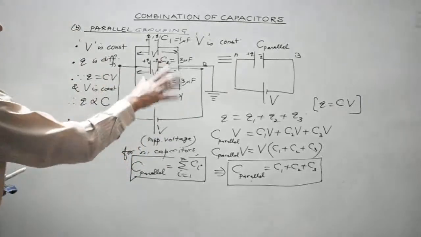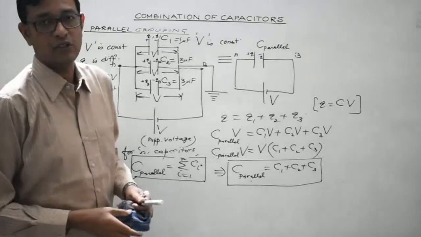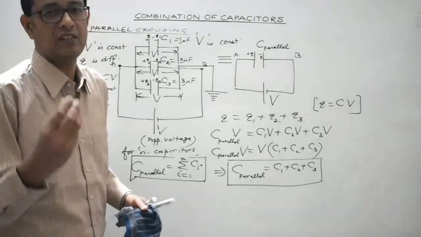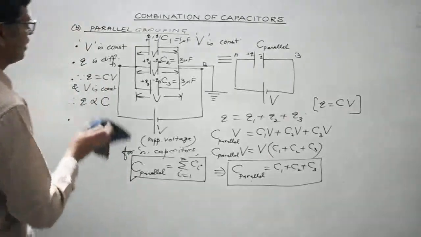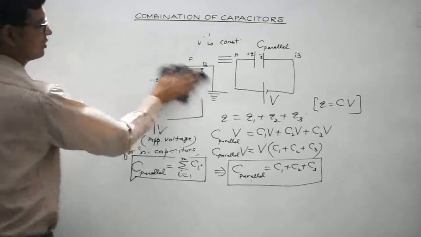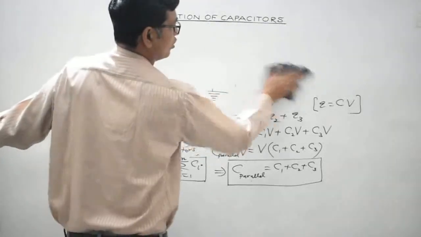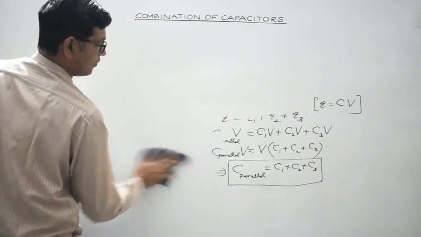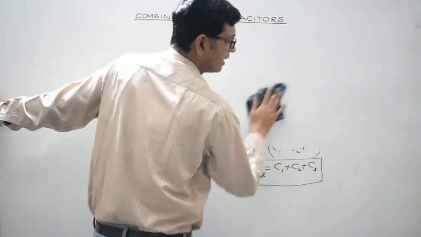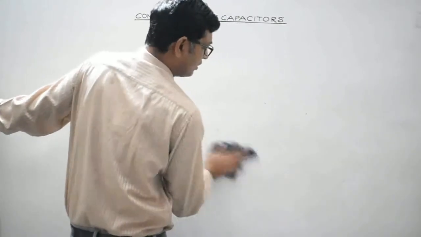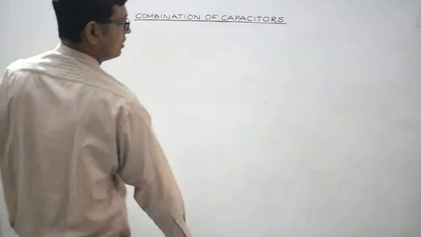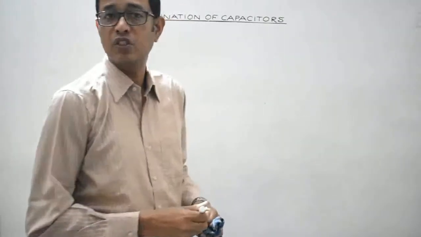So, this was regarding parallel grouping of capacitors. We can also discuss some simple basic numericals. To start with, let's do 2-3 questions related to series and parallel grouping, right? We'll consider all the capacitors to be identical, each having capacitance C.